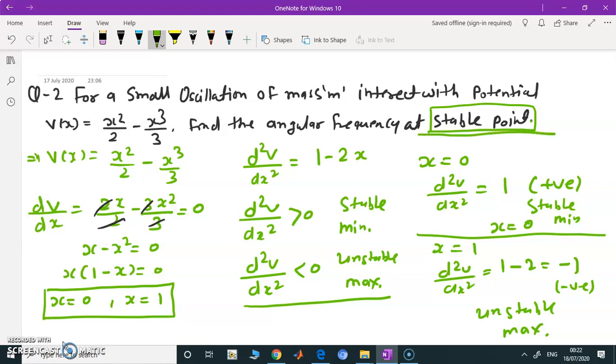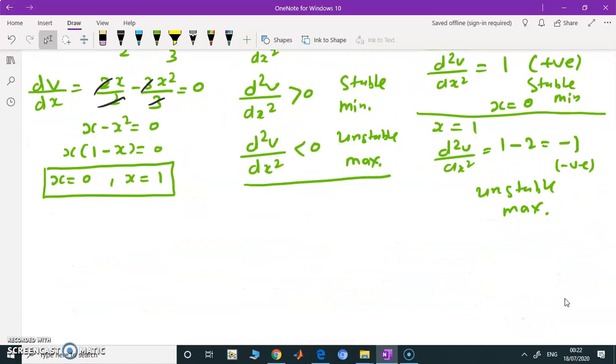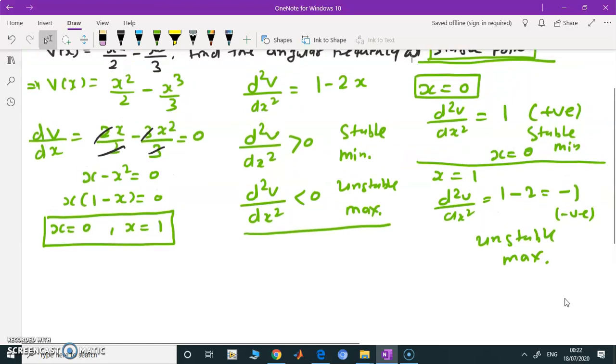So we have to calculate the angular frequency at the stable point. So what value will we put? We'll calculate this for x is equal to 0. If we take x is equal to 0 in the double derivative, d square v by dx square, I'll get 1. And it is asking about the omega.